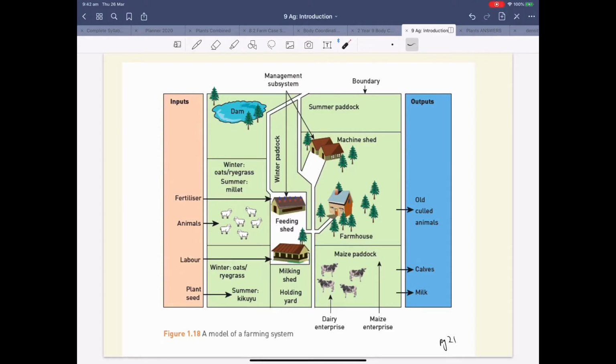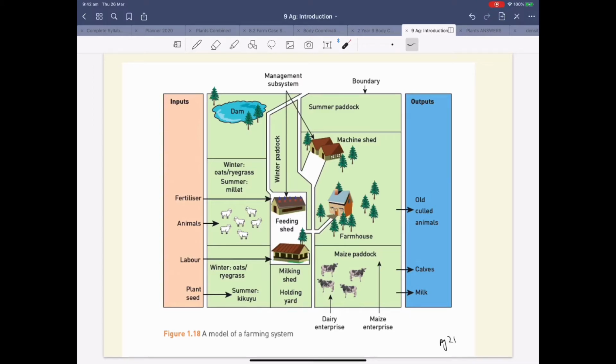For this lesson, I want to talk about farming systems. Now, farming systems, it's basically just a model of what's going on in a farm. Okay, so this is on page 21 of your textbooks.